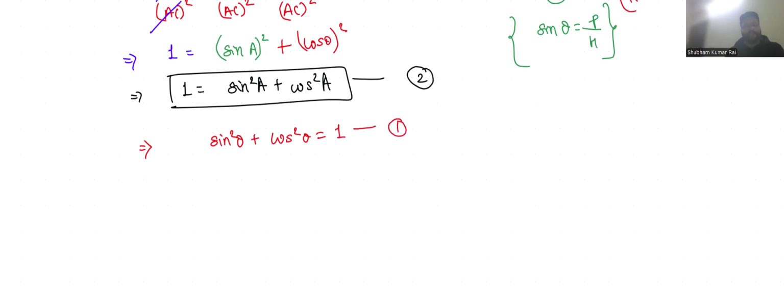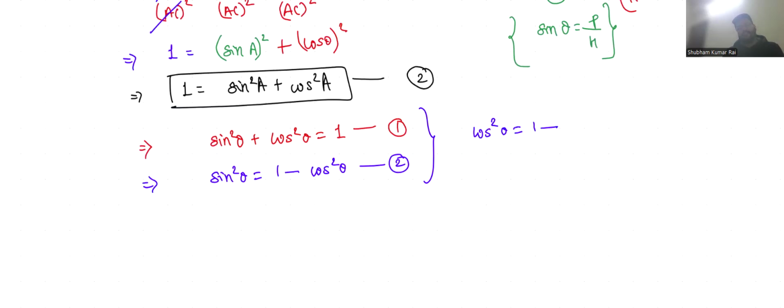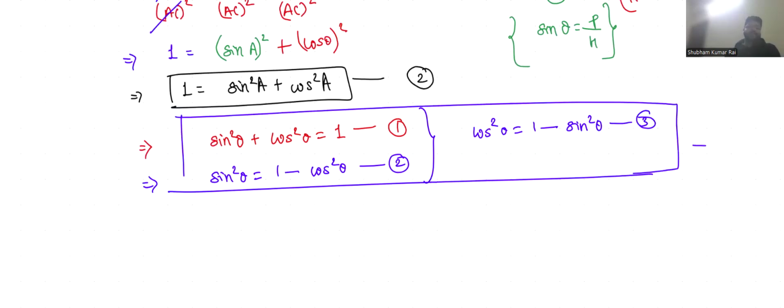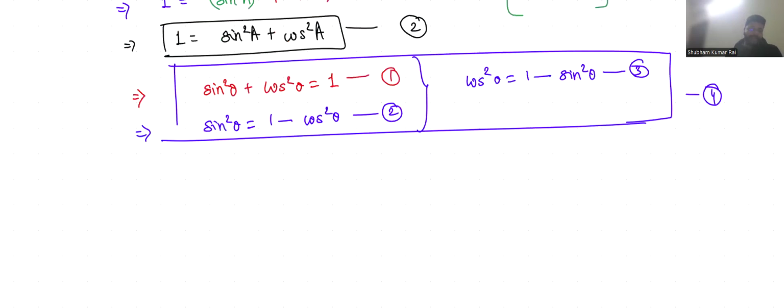If we just do the transpose of this, you will get sine square theta is equal to 1 minus cos square theta. This is your second type of formula. And the third one, that will be cos square theta is equal to 1 minus sine square theta. This is your third form. So these are the very important formulas that we will be using to solve questions, right? I hope it is very clear to each and everyone. So this was your first trigonometric identity.